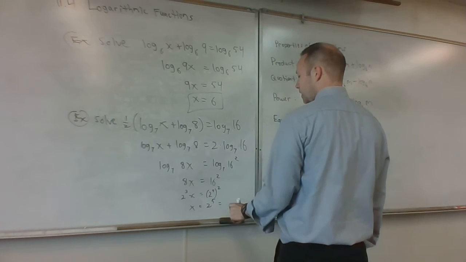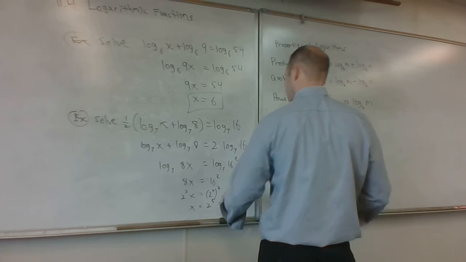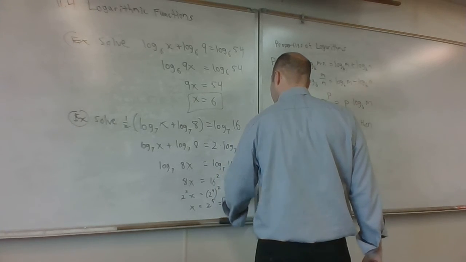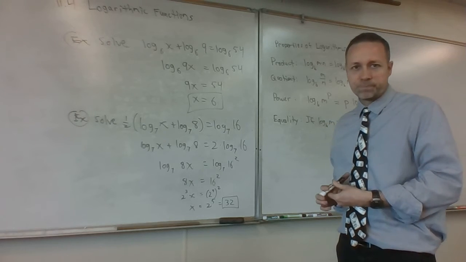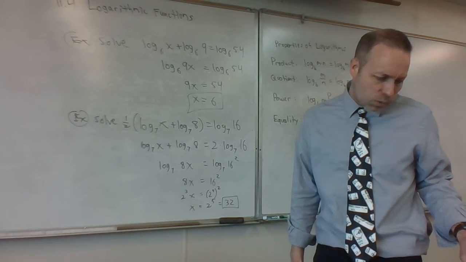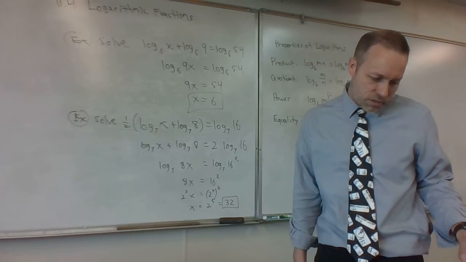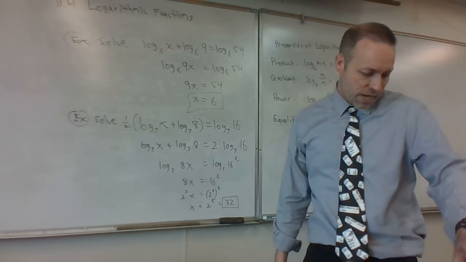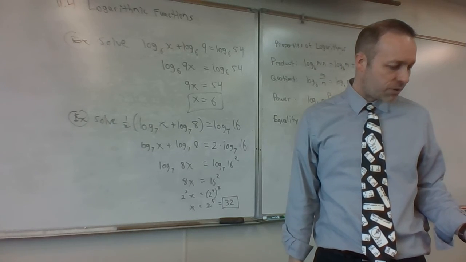2 to the 5th is, well, I already deduced that 16 is 2 to the 4th. Multiply that by 2 one more time, and I get 32. So 32 is the value of x that will make this equation true. Hopefully that makes sense for solving these. We didn't use the quotient rule, but that's the only rule we haven't used yet. That should give you a pretty good idea of how to deal with these.